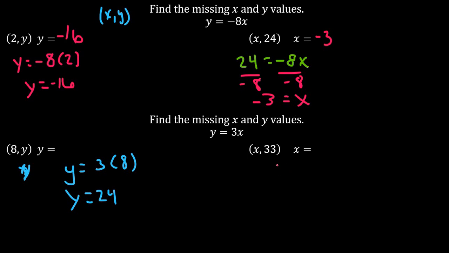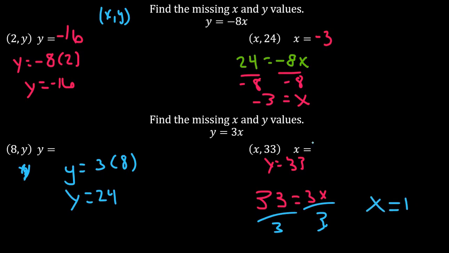And for the last one here, if now we're given that y equals 33, that's what this means. So put that in the equation: 33 equals 3x. The opposite of multiplication is division, so we divide both sides by 3. That's going to give us x equals 11. So go ahead and pause it if you need more time on this page.